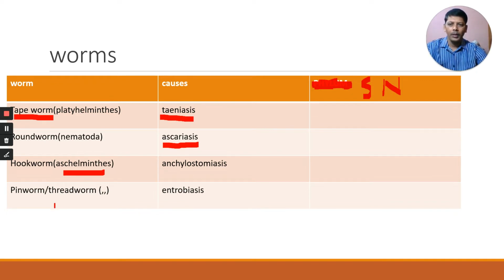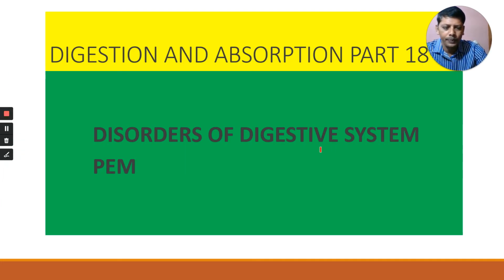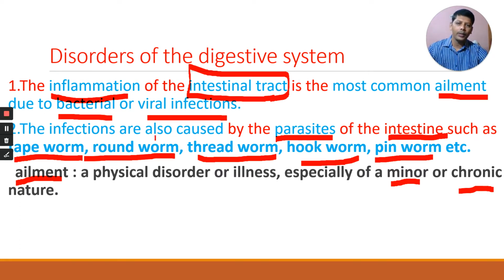Pinworm is also called threadworm. It also belongs to the same phylum, Aschelminthes. It causes a disease called enterobiasis. These are the different diseases caused by these worms belonging to Platyhelminthes and Aschelminthes. You have to write the scientific names of those worms. Infections are also caused by parasites of the intestine, such as tapeworm, roundworm, threadworm, hookworm and pinworm.